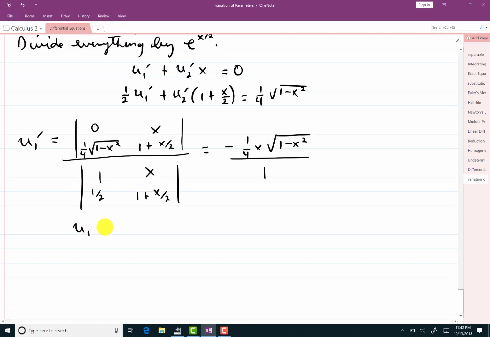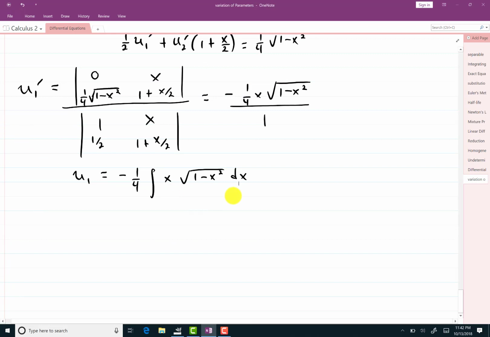So u1 will be the integral of that stuff. And this is an easy u substitution. Or in my case, I'm not going to use u, I'll use w. W equals 1 minus x squared. dw will be negative 2x dx. Or better yet, negative 1/2 dw equals dx. So I'm going to have negative 1/4 times negative 1/2. I'll have 1/8. The integral w to the 1/2 dw.